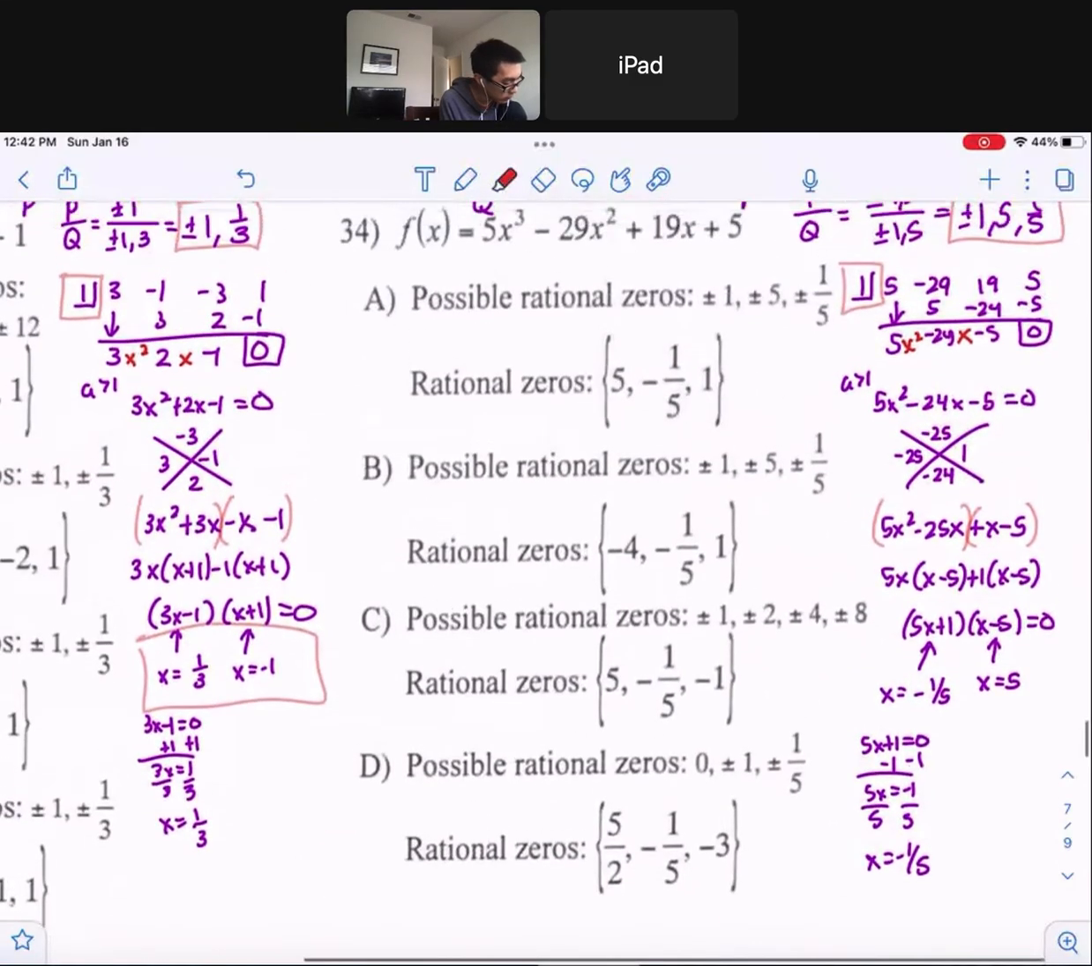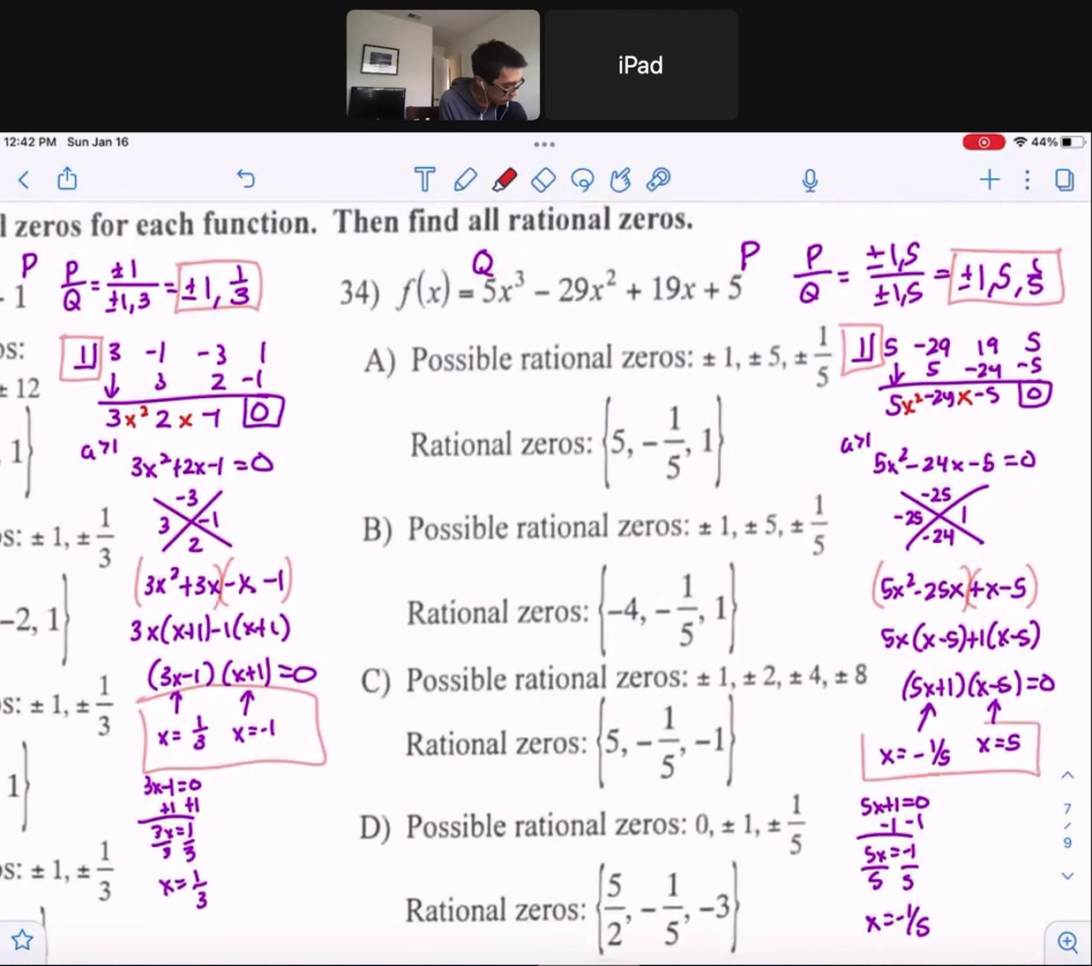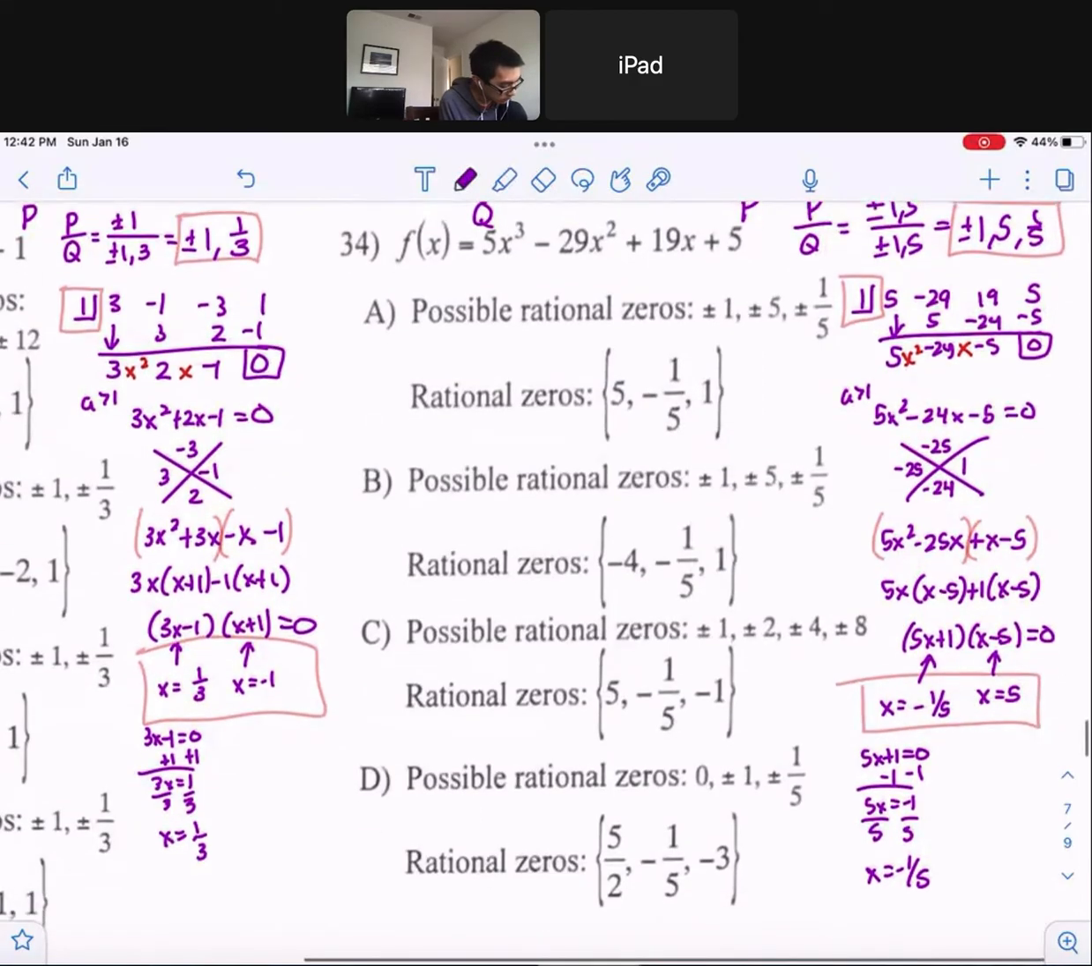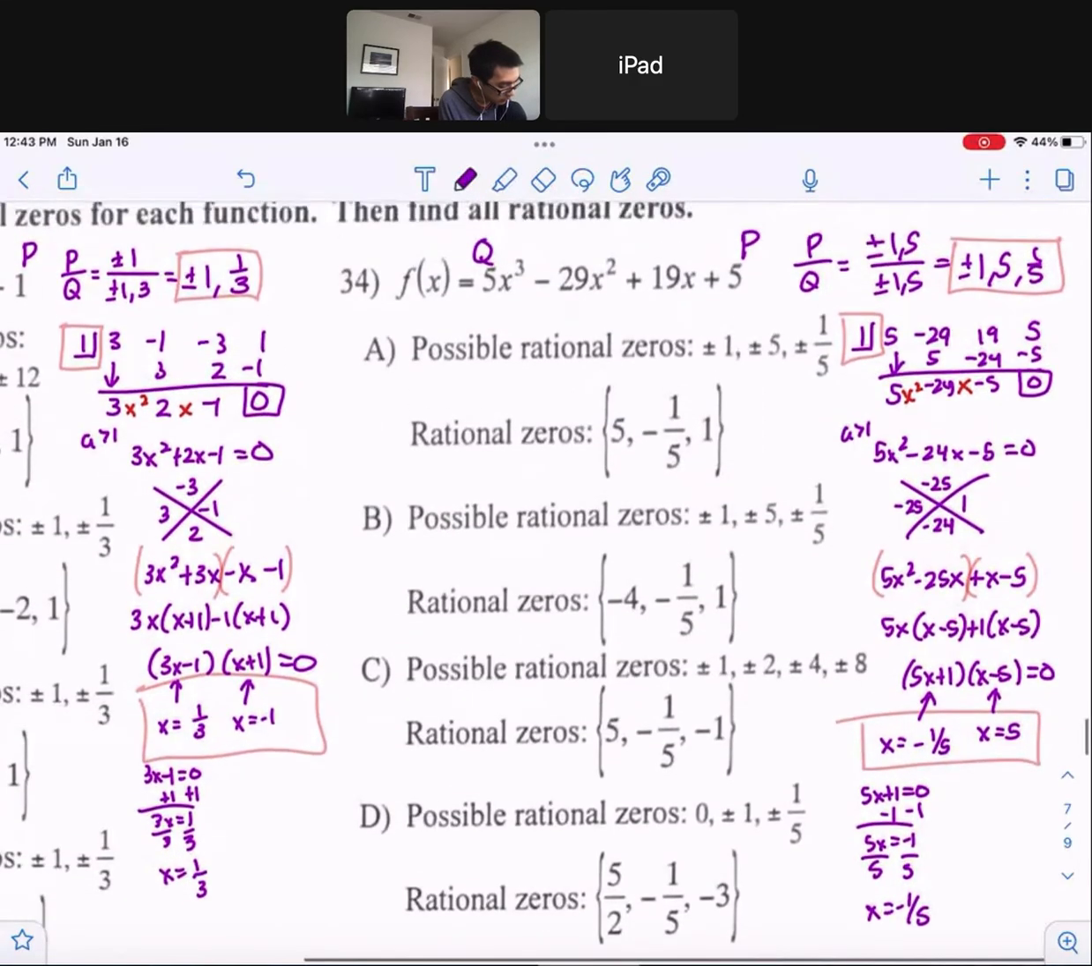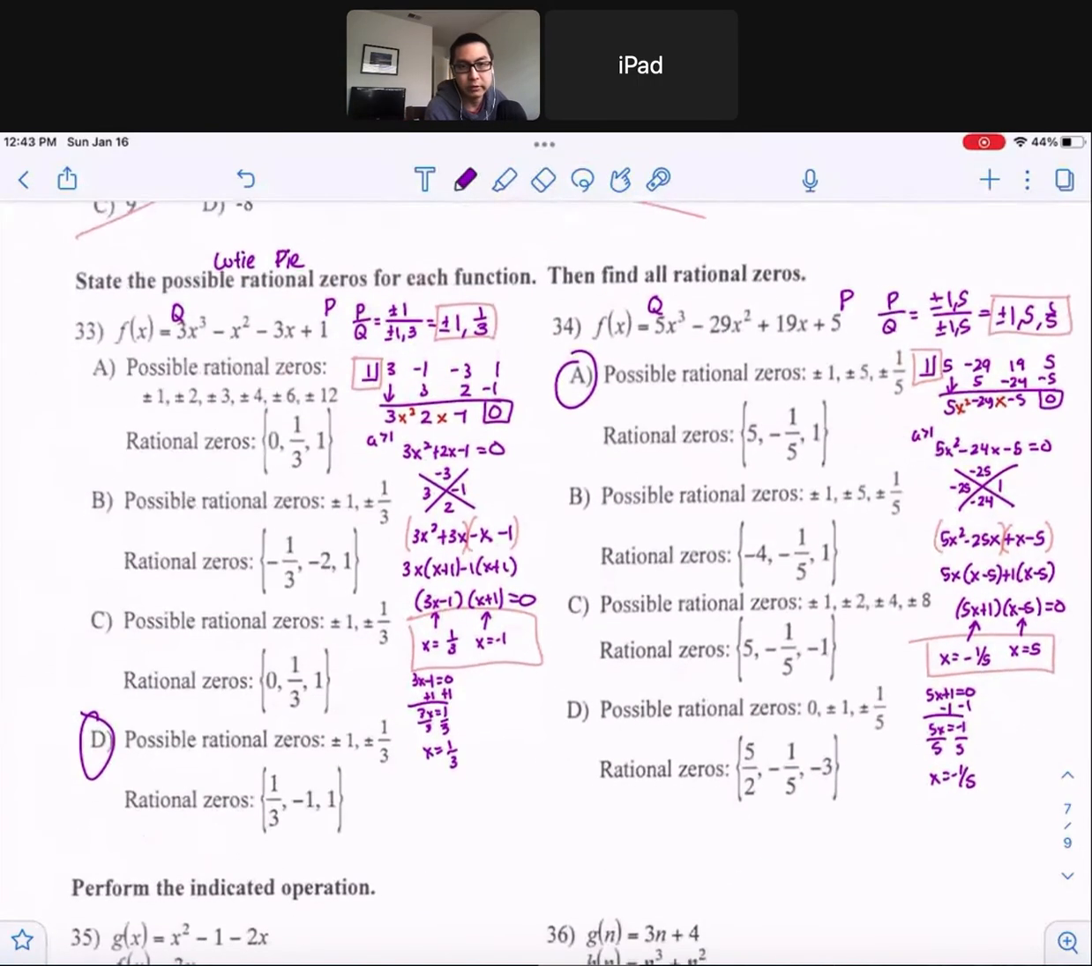So our answers are 1, -1/5, and 5. So our answer would be A. Yep. There's your rational root theorem.